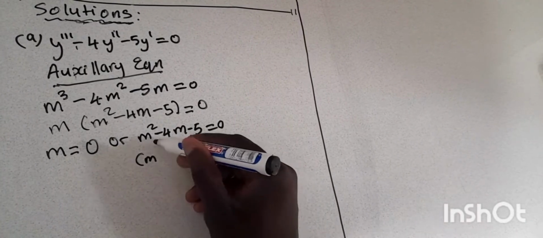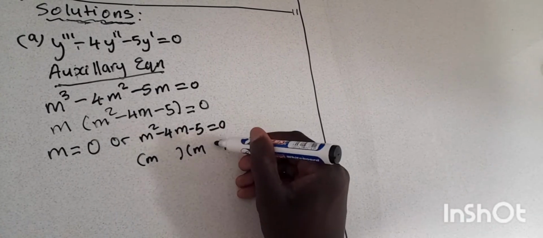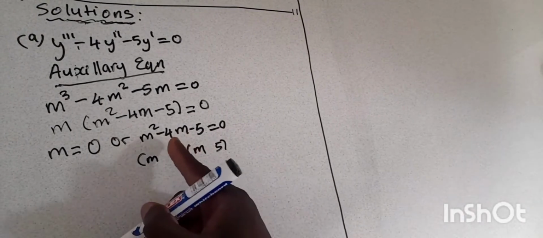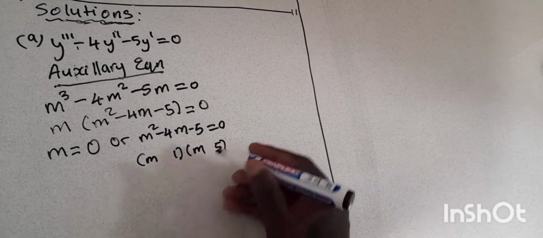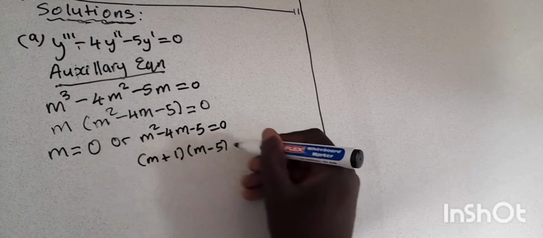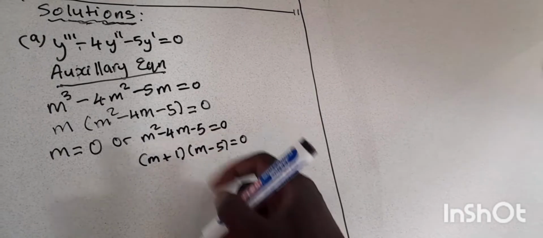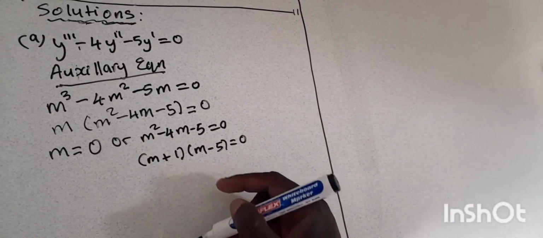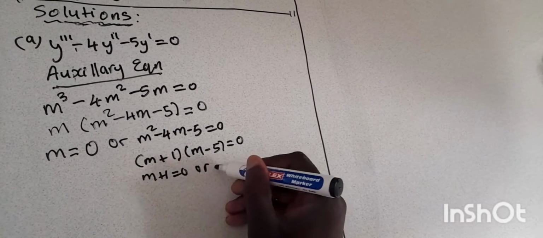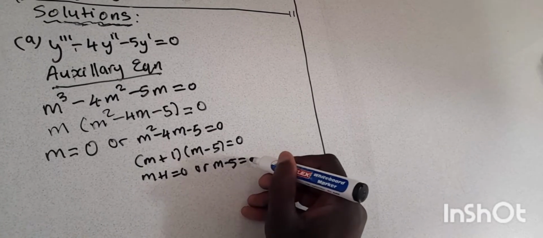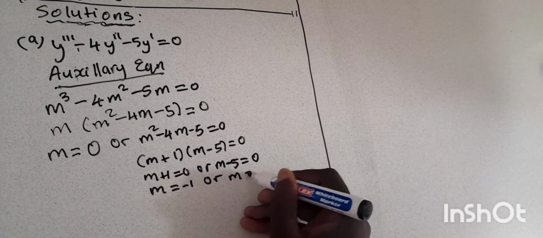This would be (m)(m). The factors of 5 are 5 and 1. So here it is minus 4. If the middle term is negative, the bigger number takes the negative sign, which is (m minus 5)(m plus 1) equals 0. You can test this: when you expand it, you get the same expression. So m plus 1 equals 0, or m minus 5 equals 0. m is equal to minus 1 or m is equal to 5.